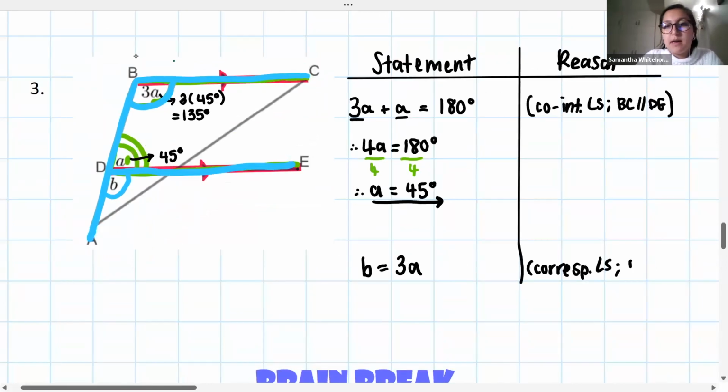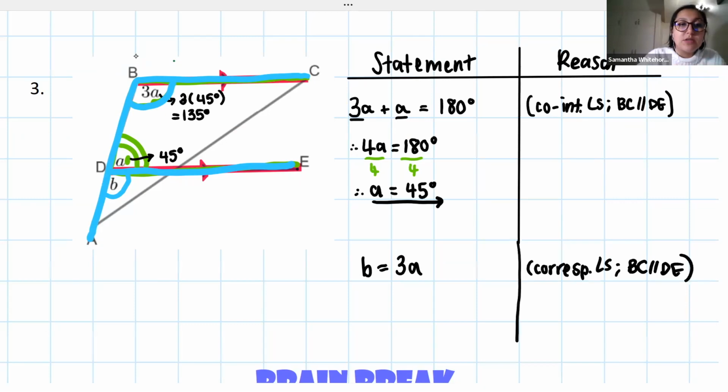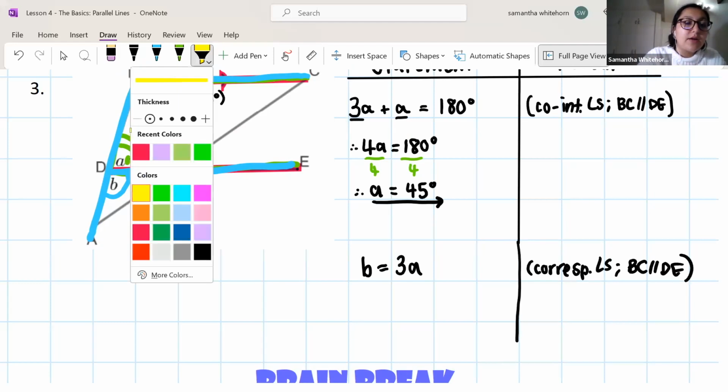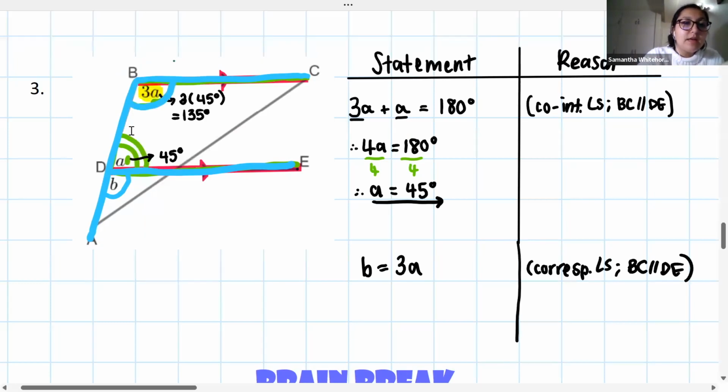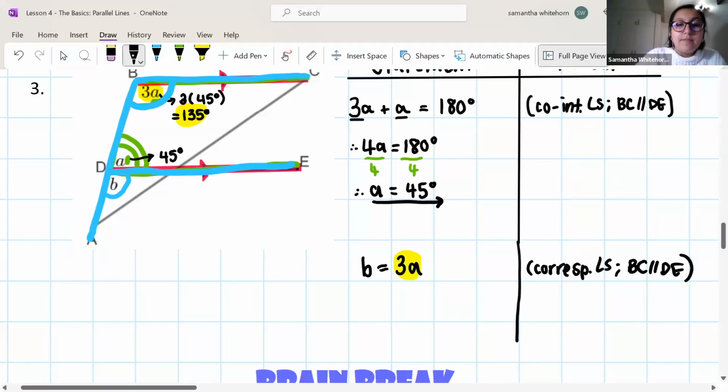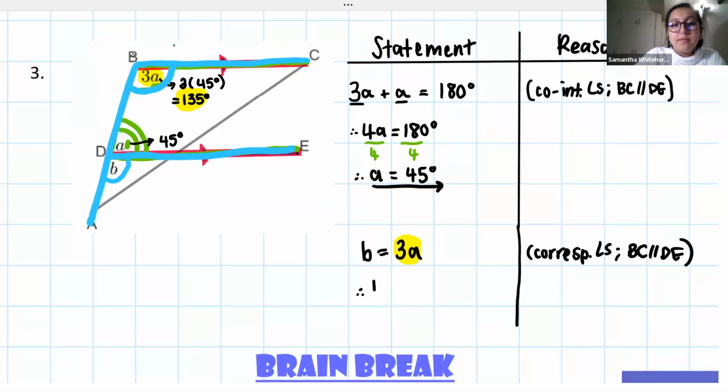State my parallel lines. BC is parallel to DE. And now, guys, remember, you have worked out what A is. And because we did the substitution, we know that the angle 3A is equal to 135. So I know what that value is. So I can say that, therefore, B is equal to 135 degrees because it corresponds with angle 3A.